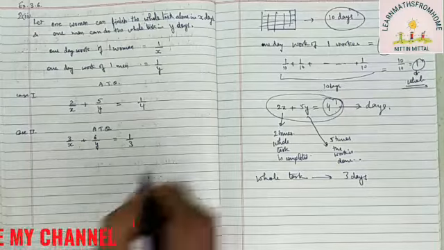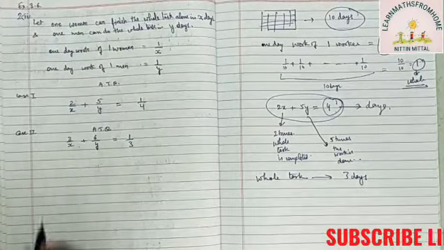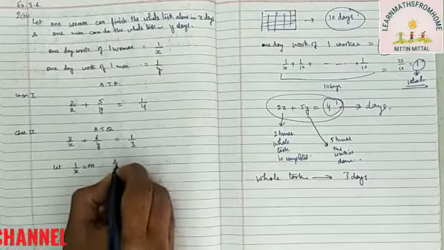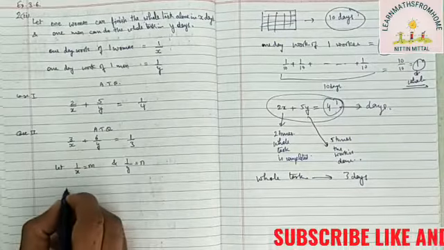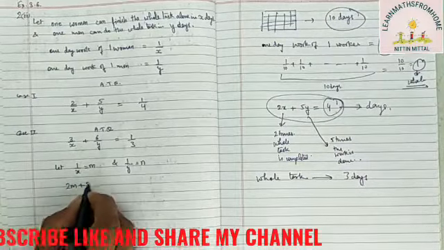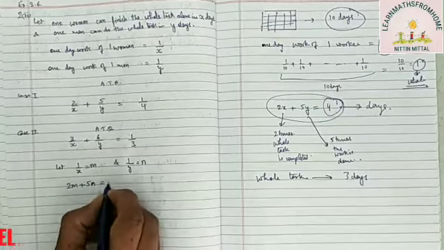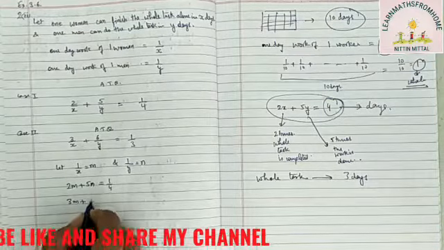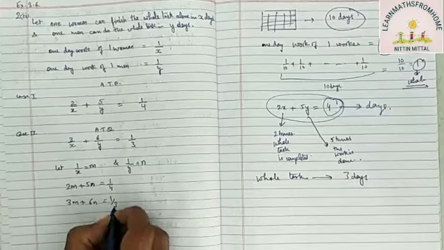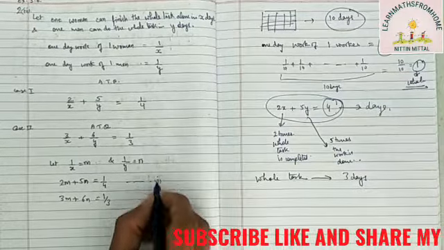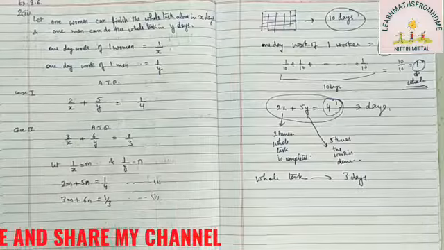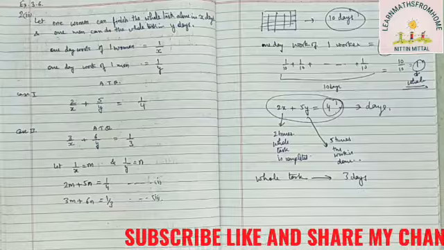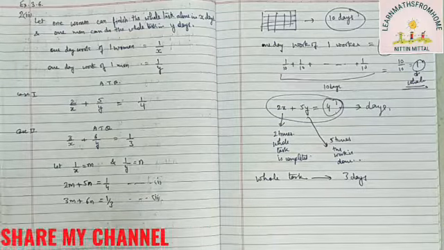Now what we will do further is solve these two equations. These are not linear equations as such. We will convert them into linear equations. How? Let 1 over x equal m and 1 over y equal n. So our first equation will be 2m plus 5n equal to 1 by 4, and the second one will be 3m plus 6n equal to 1 by 3. Now you are supposed to solve these two equations. You can use any method: elimination, substitution, or cross multiplication. So let me solve these two equations.